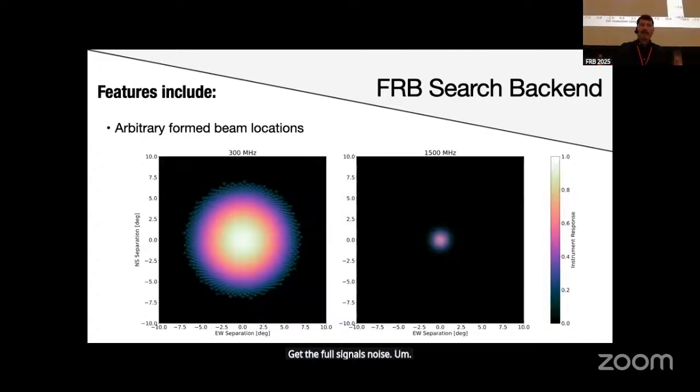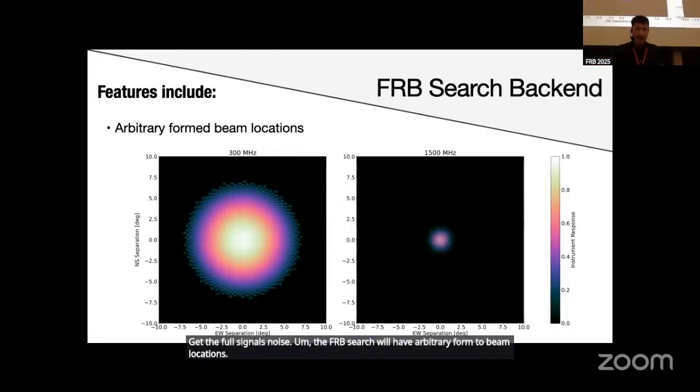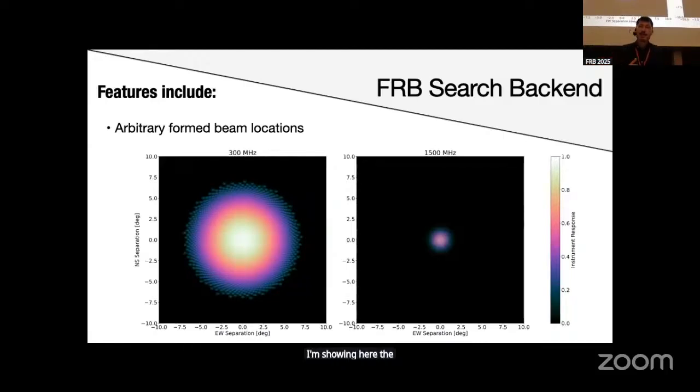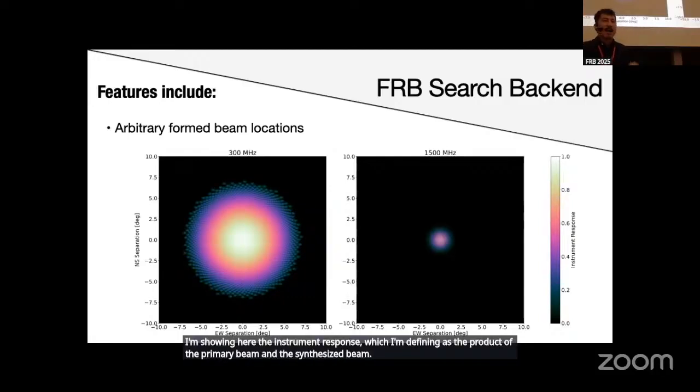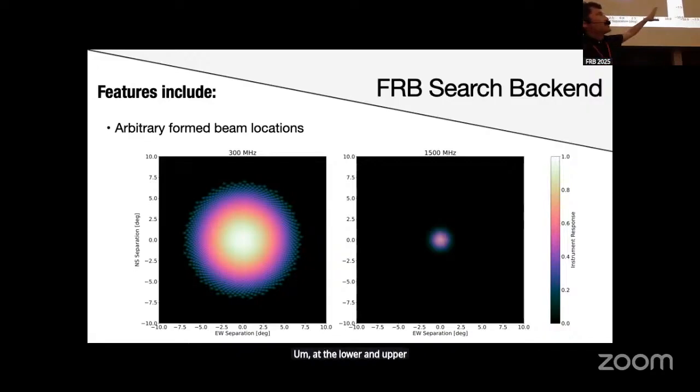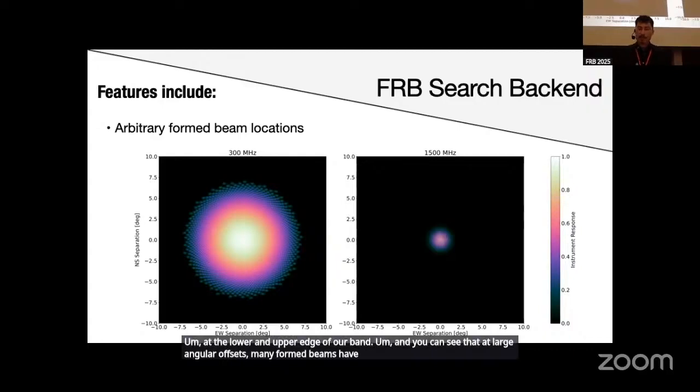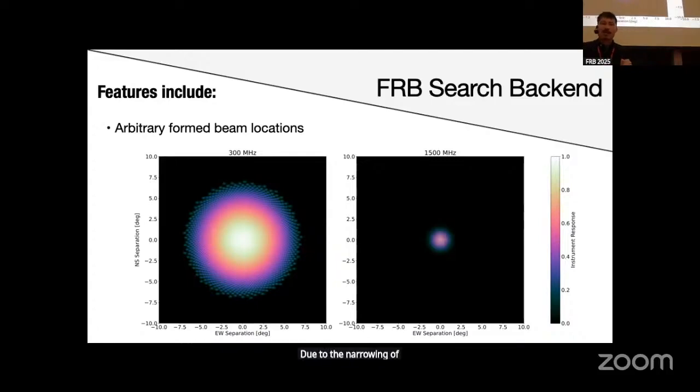The FRB search will have arbitrary formed beam locations. I'm showing here the instrument response, which I'm defining as the product of the primary beam and the synthesized beam at the lower and upper edge of our band. And you can see that at large angular offsets, many formed beams have negligible response at the upper frequencies due to the narrowing of the primary beam.